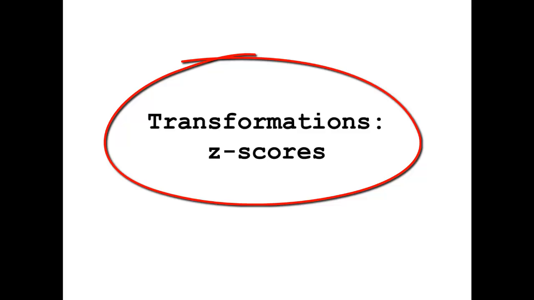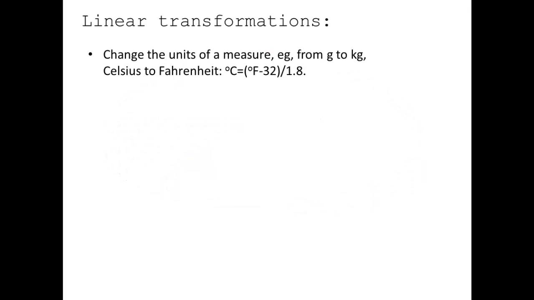However, we need to cover it in the context of statistics because transformations are frequently used, and so it's important to understand why and when they are used and how to interpret them. So we're going to talk about z-scores. Their creation involves what's called a linear transformation, so it's worthwhile understanding a bit about what this means before we go on to specifically cover z-scores.